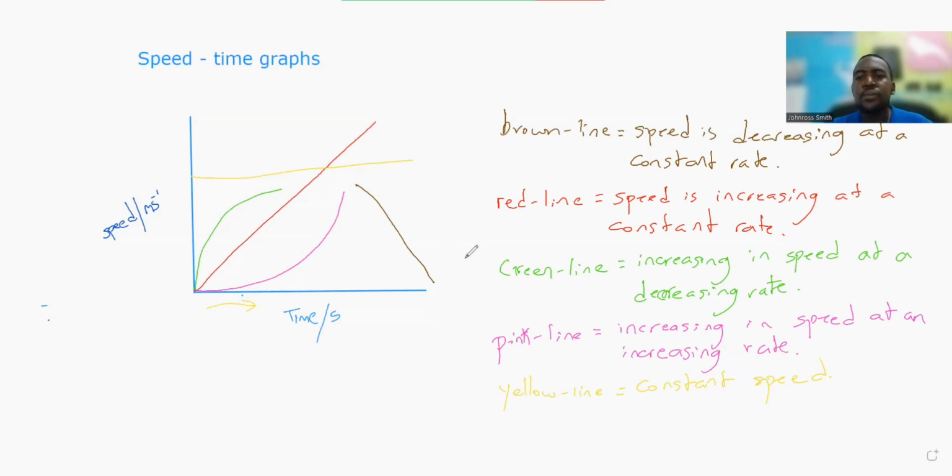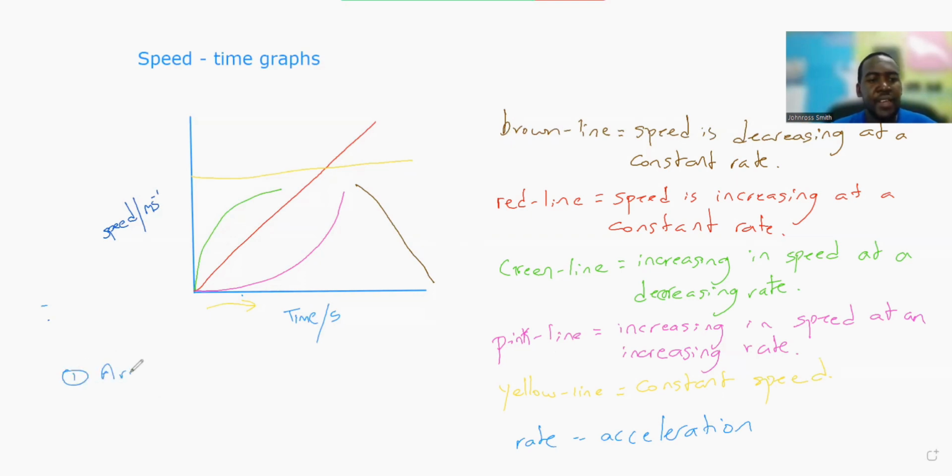Now, as you notice here, we use the word rate. Another word that we could use for rate would be acceleration. So instead of using rate, we could use the word acceleration, right? Which tells us we're changing speed. All right, now the final thing about speed time graph is to identify two things.